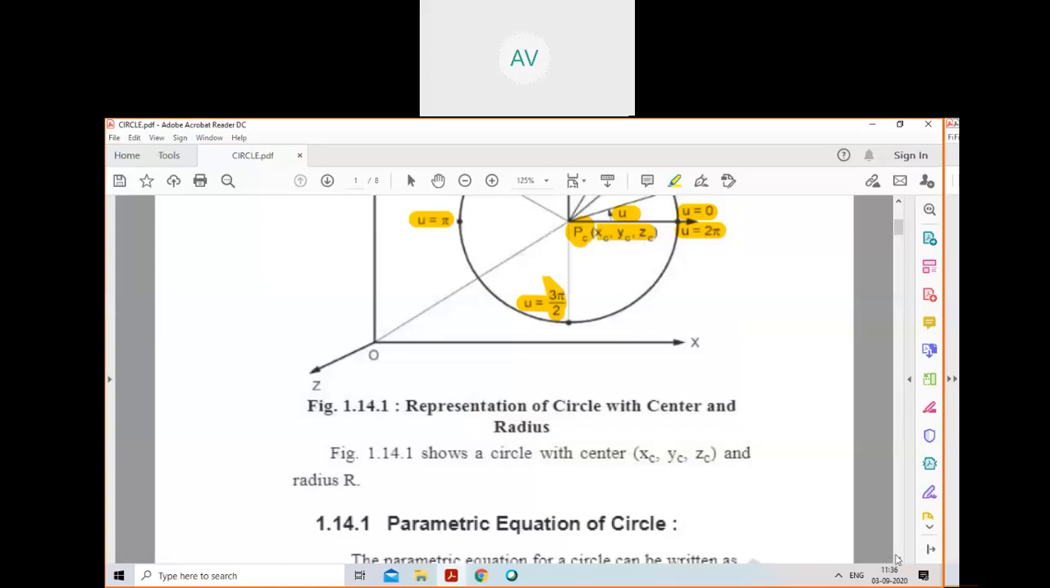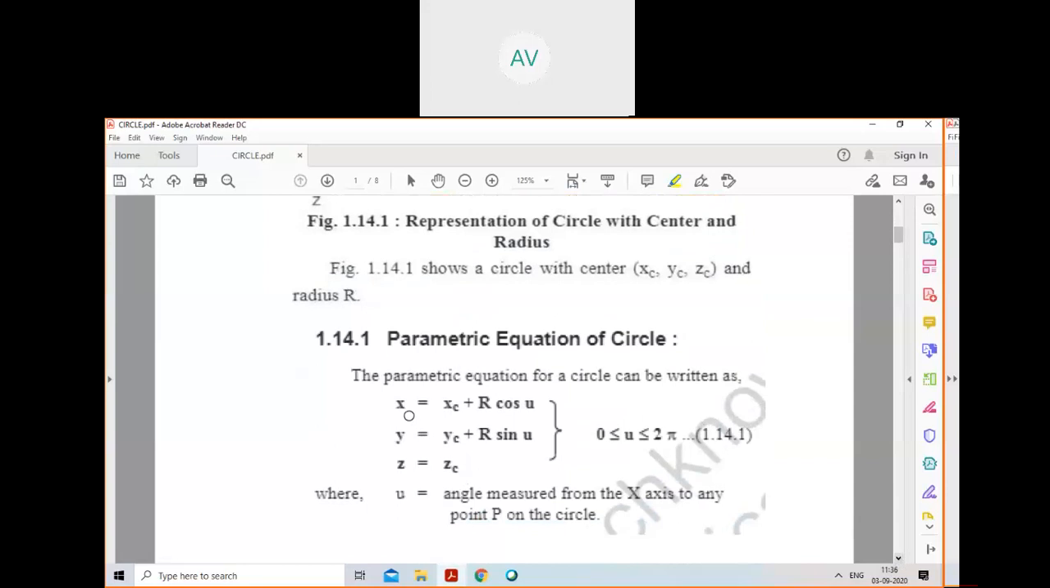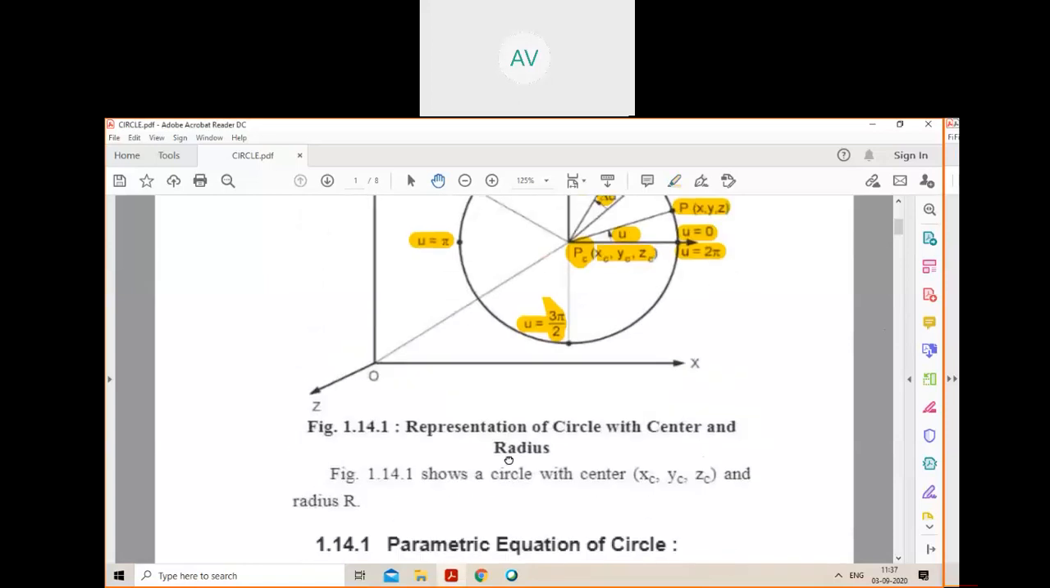So the parametric equation for the circle can be written as x equal to xc plus r cos u, y equal to yc plus r sin u, and z equal to zc, because the circle is in 2 dimensions, not in 3 dimensions. That's why z equal to zc only.